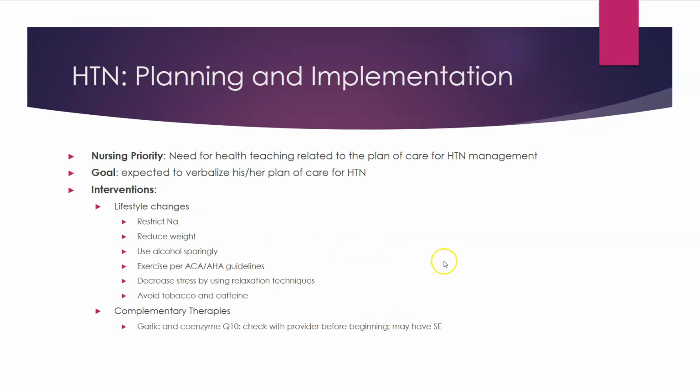Planning and implementation, so lots of teaching related to this one. So things that we can try and get them to do would be restrict sodium, reduce weight, use alcohol sparingly, get enough exercise, try some relaxation techniques and meditation, avoid tobacco and caffeine, and of course there are some complementary therapies which garlic and coenzyme Q10 have been used before. Be a little careful with this. They do sometimes have some side effects with clotting, and of course, anything that you put in your body can give you nausea, vomiting, diarrhea, those kind of situations as well.